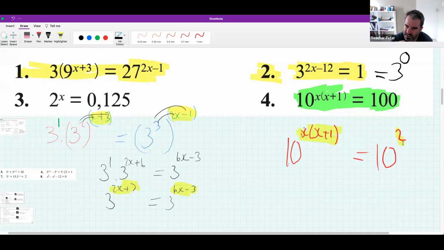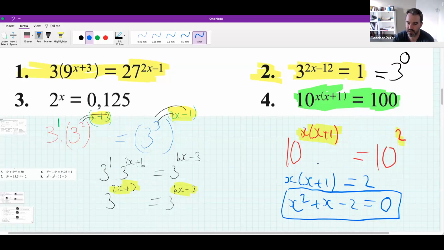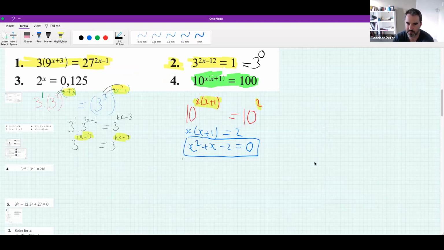This is an interesting question, number 4. Why is it interesting? I feel like I have to multiply the bracket out, and then I have to bring the 2 to the other side. Now, what is interesting about this equation? It's a quadratic. Yes, it's a quadratic equation hidden inside of an exponential equation.